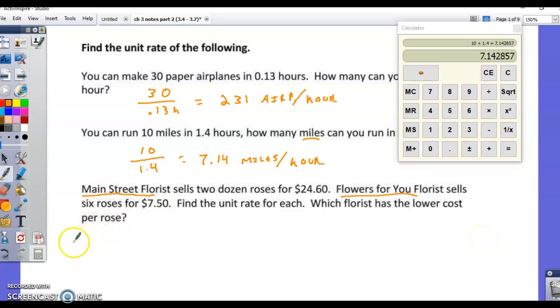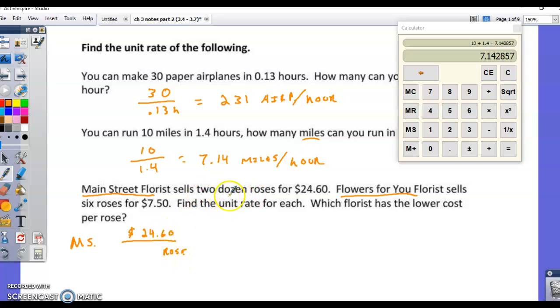So let's talk about Main Street first. Main Street sells 2 dozen for $24.60. So we're looking at price per rose. So our money is going to go on top and our amount of roses is going to go on the bottom. So for Main Street, we have $24.60.